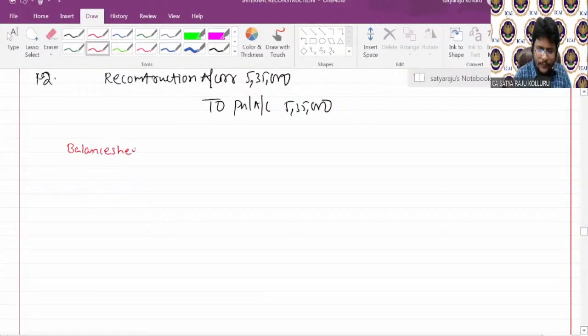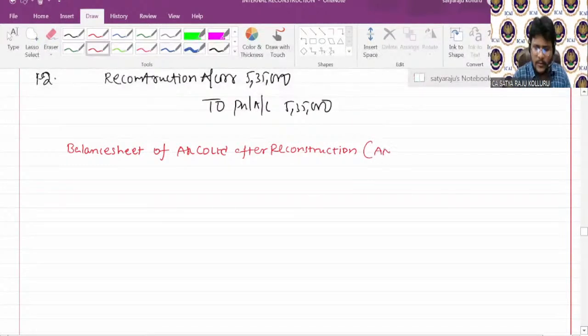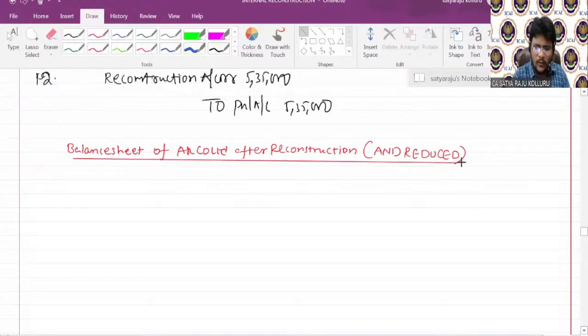Balance sheet of A & Co Limited after reconstruction. He is asking after reconstruction, right? So don't forget to write "and reduced" in brackets. What should we write, guys? And reduced, at the time of preparation of the balance sheet. So now the format of the balance sheet is serial number, particulars, note number, amount in rupees.